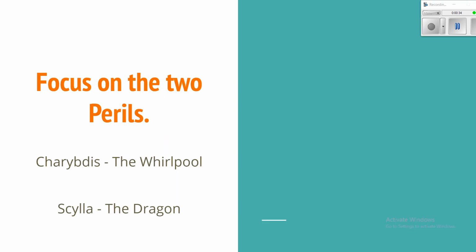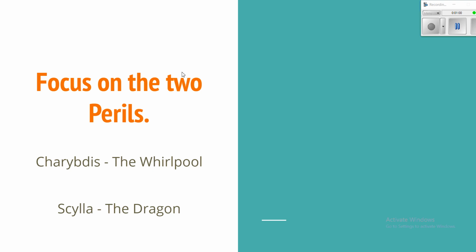So what we're going to do today, our task, is I want us to focus on the two perils. I've called them the two perils, and that's what they refer to in the book. So you've got the whirlpool and the dragon and the names for both of them. We're going to really focus on them. I want you to close your eyes and just imagine them in your head. Obviously we've got a whirlpool, very destructive, and the dragons, very destructive kind of perils, if you like.